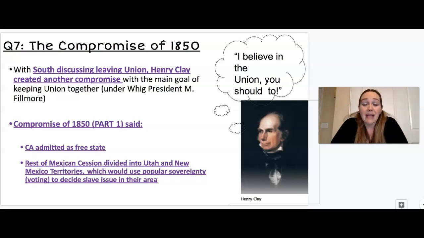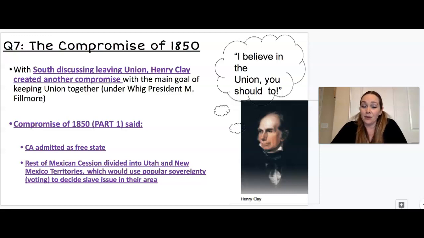So the South has started discussing leaving the Union. Remember, the Union is the United States of America, guys. You will hear that word a lot, Union. That is the USA. So the South is talking about walking away from America, walking away from the Union, if we let California in as a free state.